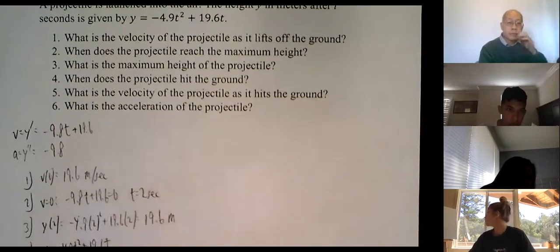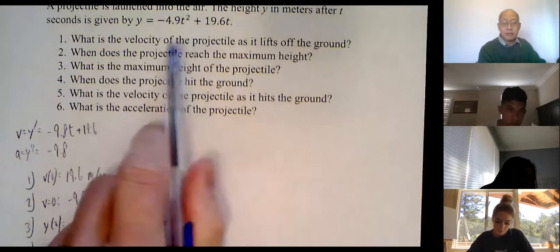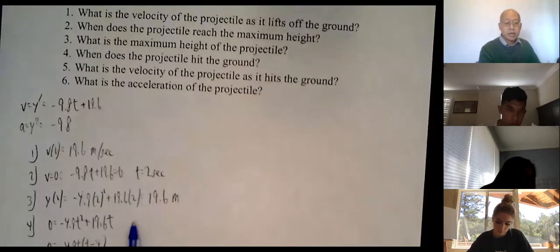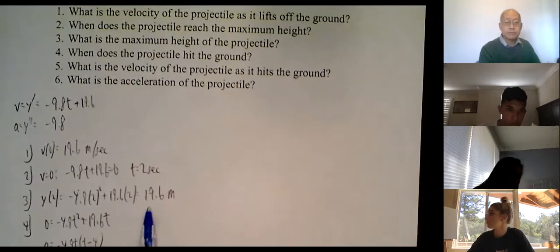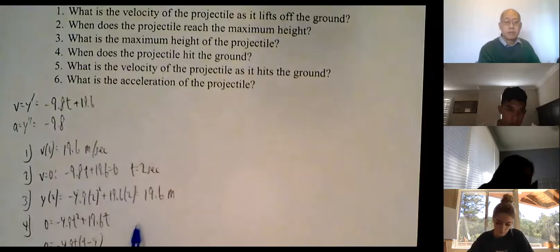Number 3, what is the maximum height? I plug in y of 2. So put a 2 back here because we know that's the maximum height time. And that comes out to be 19.6 meters. This problem has a lot of 19.6s all over, as you have realized.